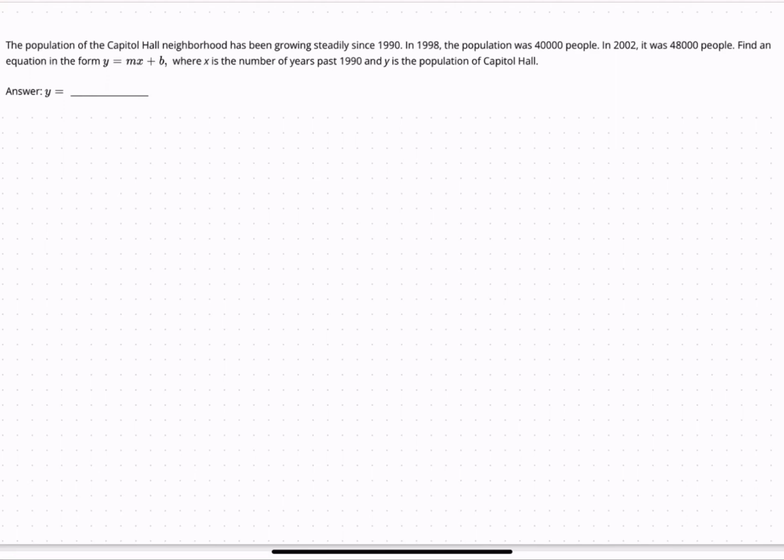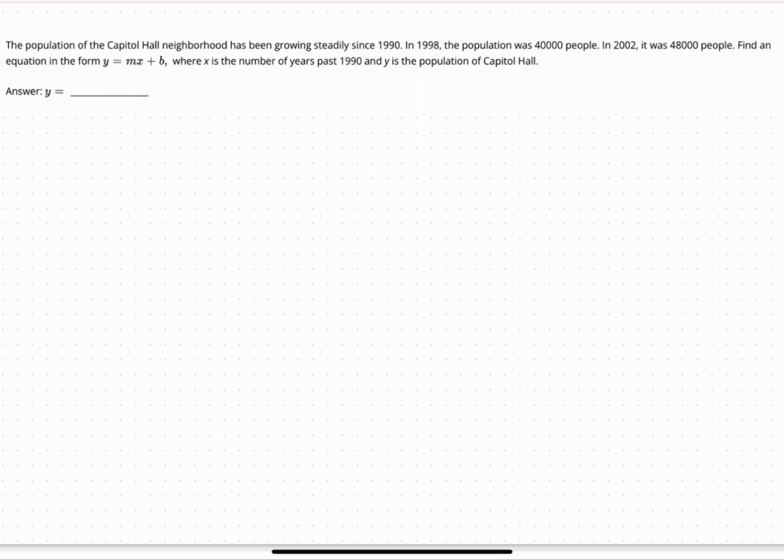The population of the Capitol Hill neighborhood has been growing steadily since 1990. In 1998, the population was 40,000 people. In 2002, it was 48,000 people. Find an equation in the form y equals mx plus b, where x is the number of years past 1990 and y is the population of Capitol Hill.